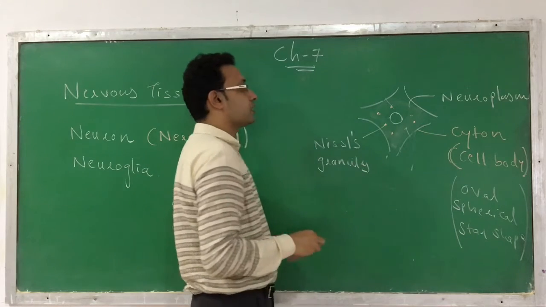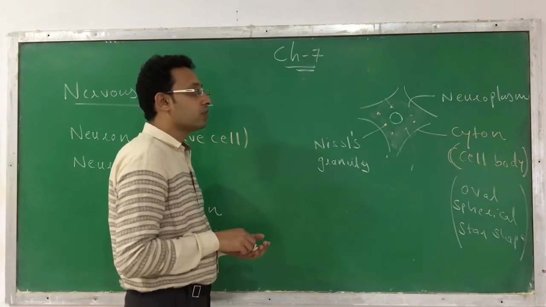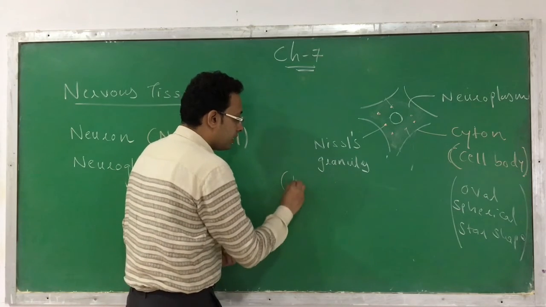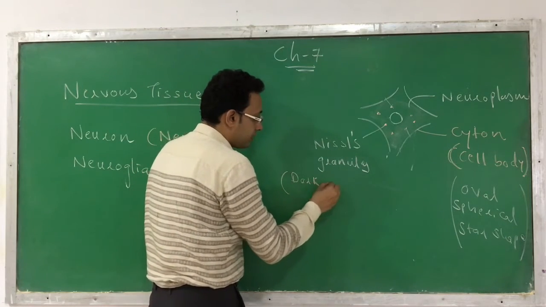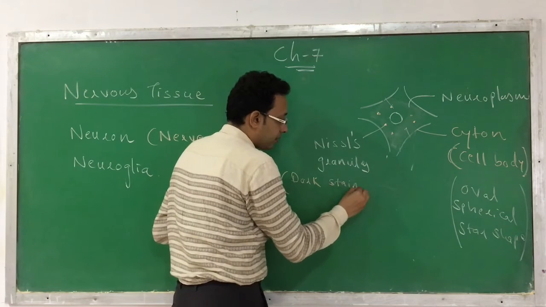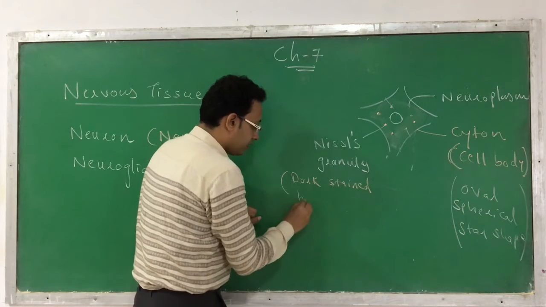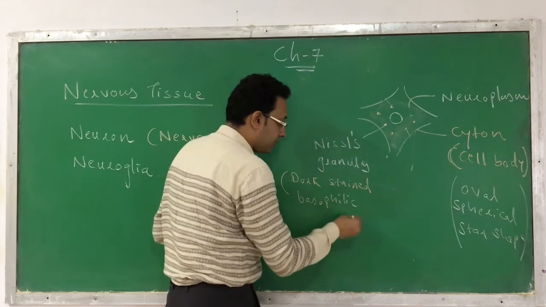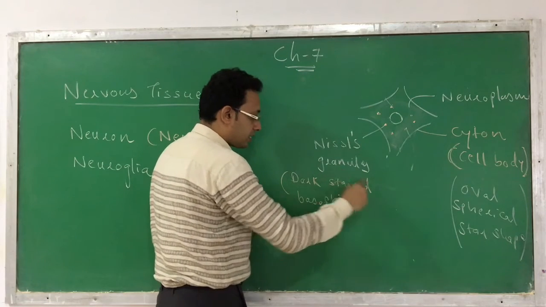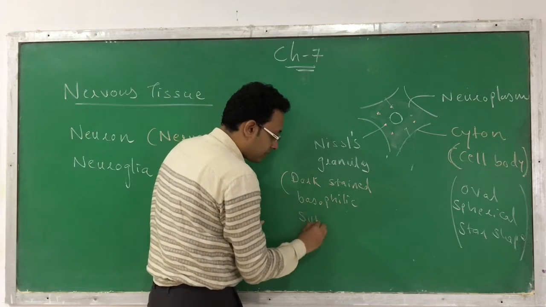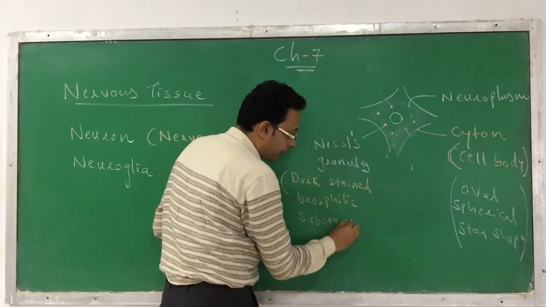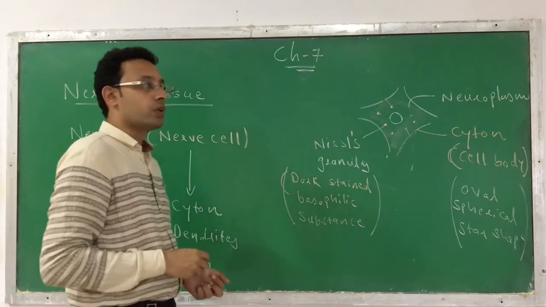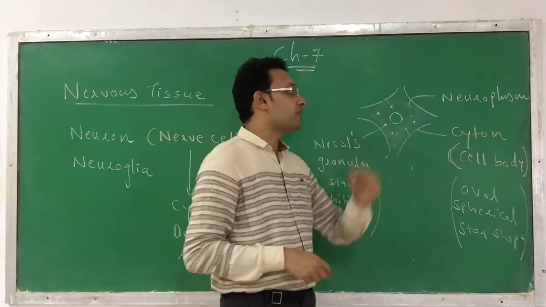What is it called? It's called a Nissl's granule. So what is a Nissl's granule? Nissl's granules are darkly stained, meaning they can be stained. They are basophilic, so they are stained with a basic dye. This dark stained basophilic substance present in the neuroplasm is called the Nissl's granule. So these are the components you can find in it.